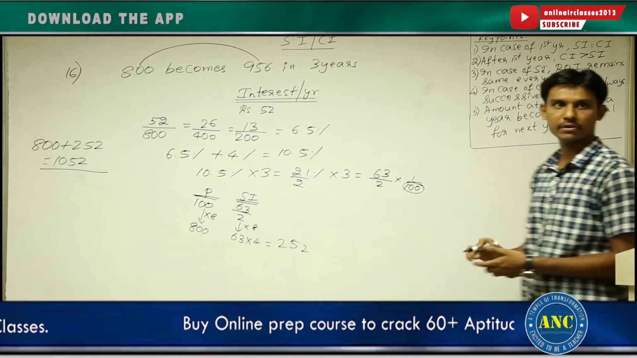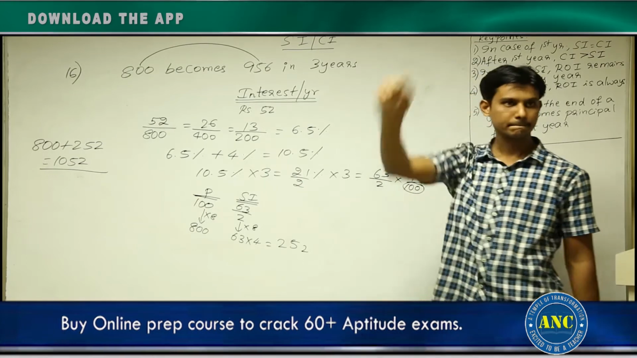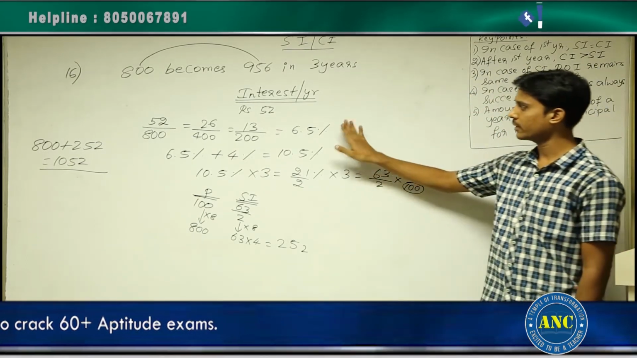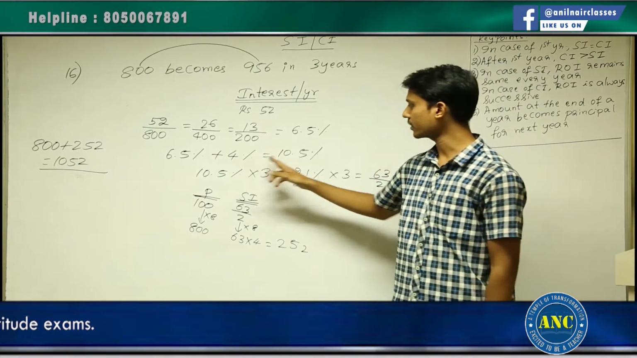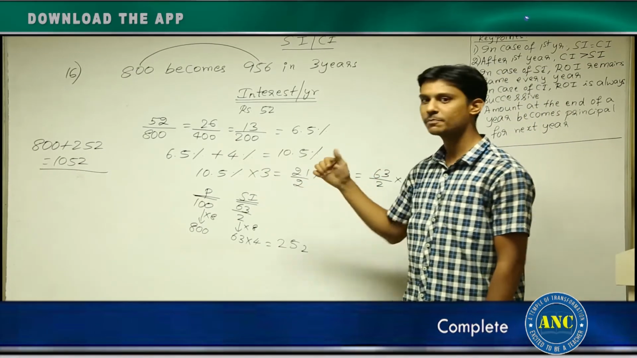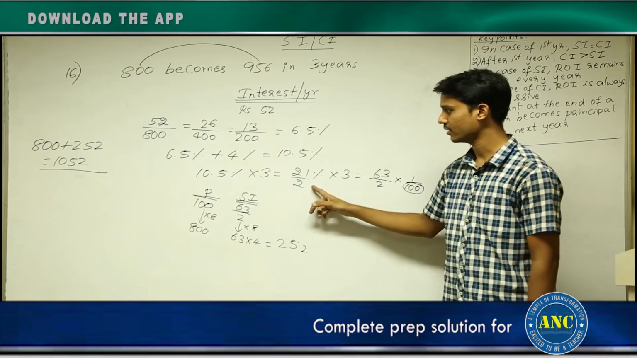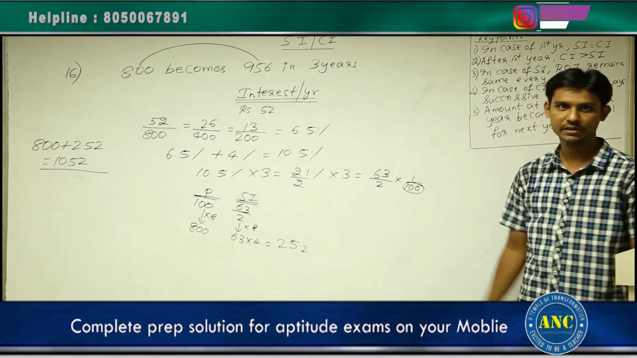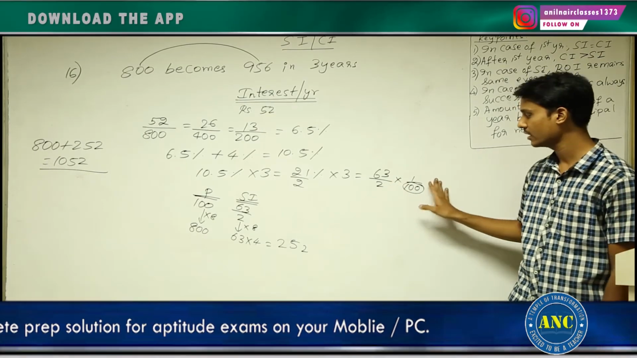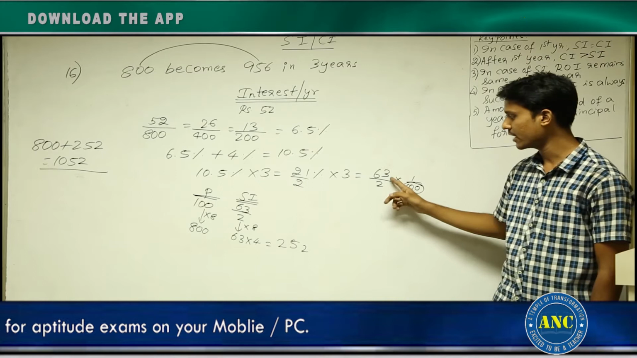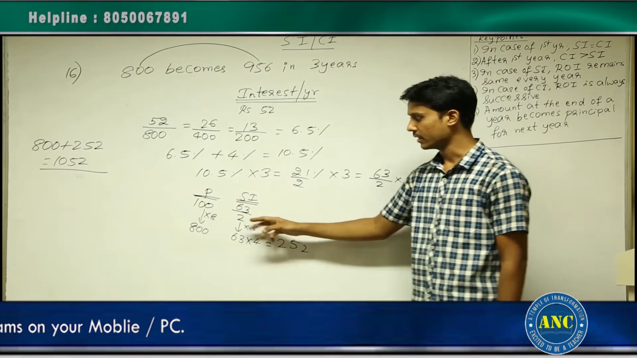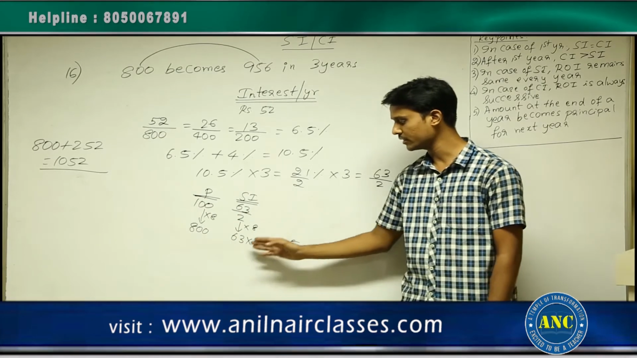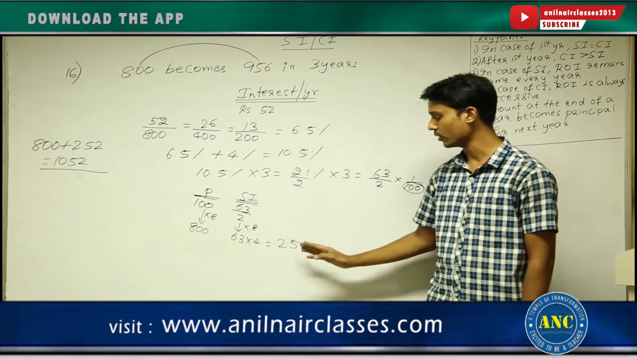Clear? Everyone clear? 6.5 percentage was the initial, increased by 4, 10.5 percentage per annum. But they are telling for 3 years. So it is 10.5 into 3, 63 by 2 percentage. If the principal is 100, I will give you 63 by 2 rupees extra. But principal should be 800. Multiply by 8. 63 by 2 into 8 is 63 into 4, which is 252.